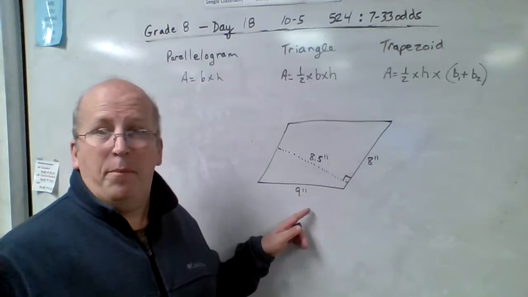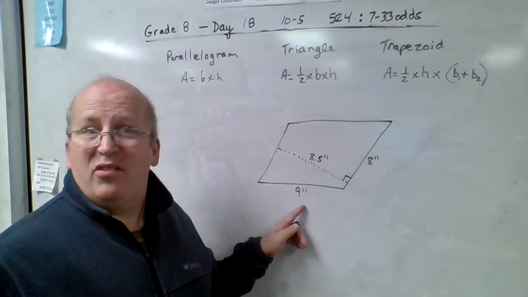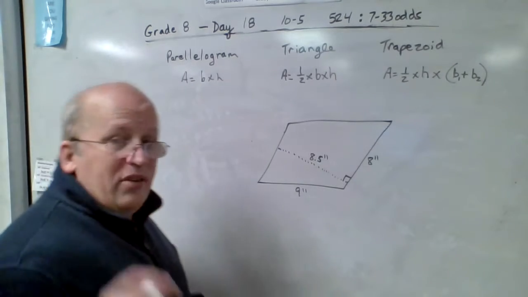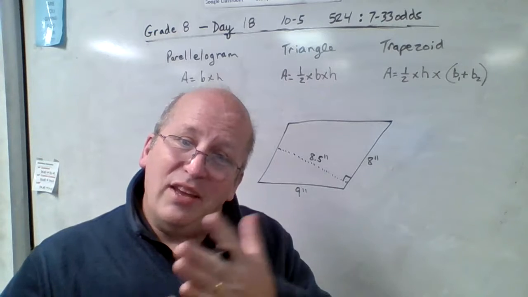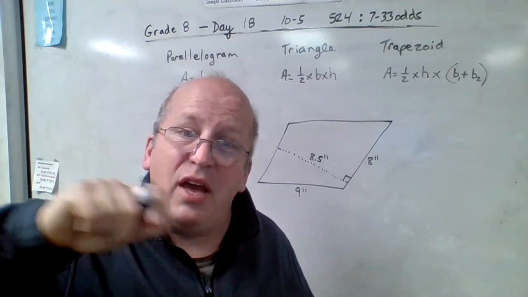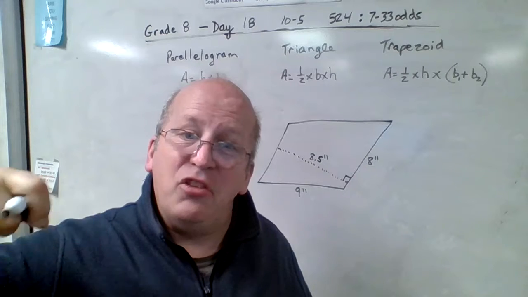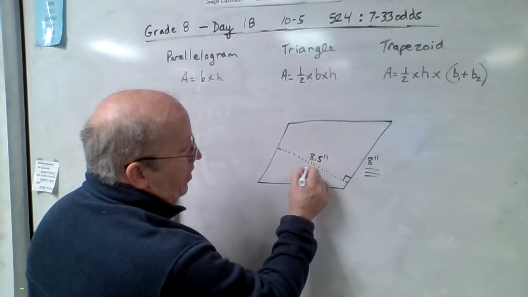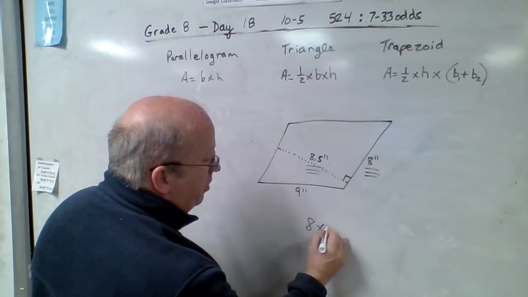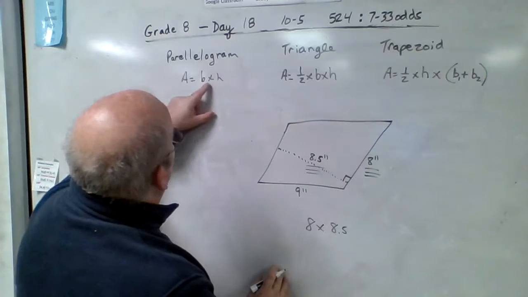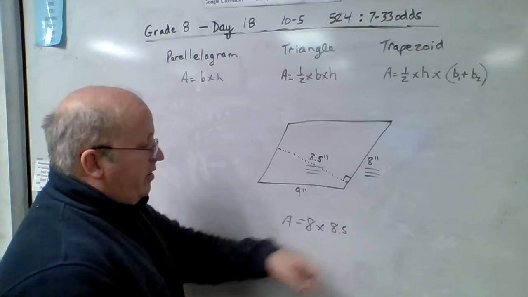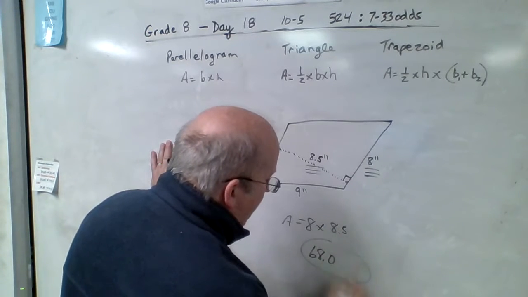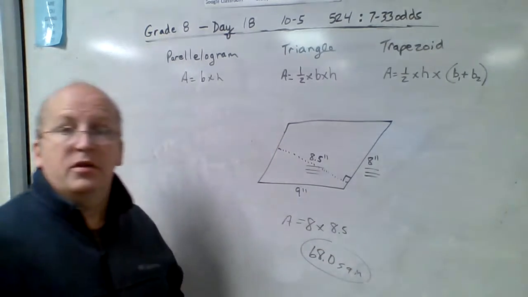Somebody might be tempted to say, well, the base is at the bottom, right? So my base is 9, and maybe my height is 8.5. That would not be the case. Remember I said the base and the height have a relationship. The base and the height have to be joined together by that perpendicular nature. And so the base in this case would be the 8. That's our base. And the 8.5 is our height. So in this particular case, area equals base times height, we'd have 8 times 8.5. Now what would that be? That would be 68 square inches in this particular case.